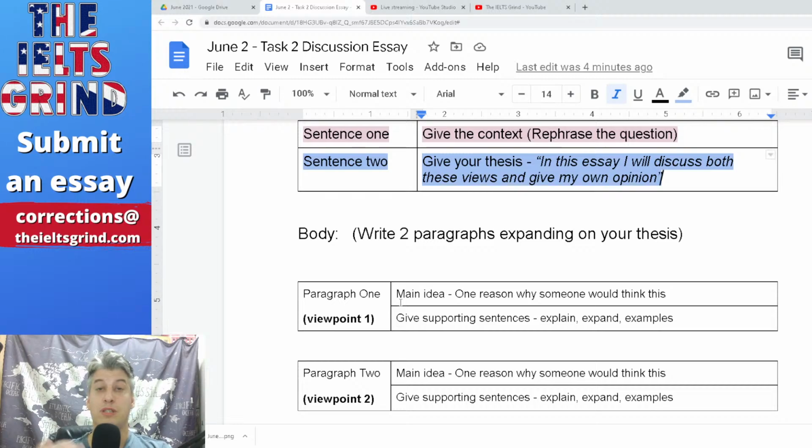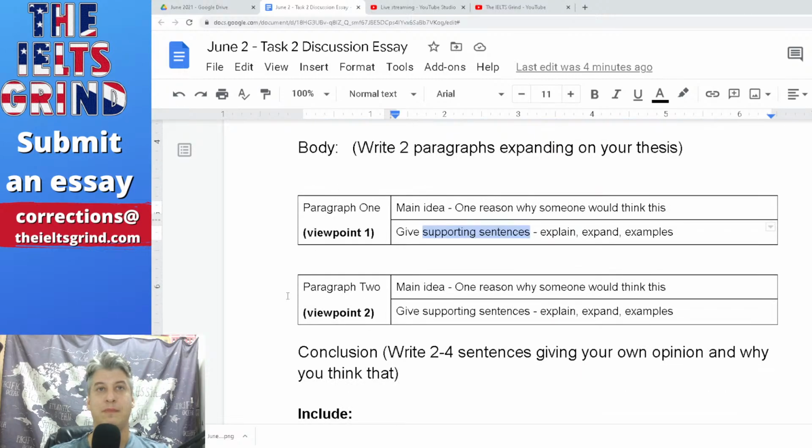It is possible to give more than one reason, but as long as you give one reason in a paragraph, it's okay. The key thing here is to expand on what you're saying. These are supporting sentences, okay? So I will be giving you a model answer at the end, but we're just talking about the structure here, okay? The second paragraph is almost the same, but it talks about the second viewpoint. And again, you give at least one main reason why someone would think that, and you give supporting sentences.